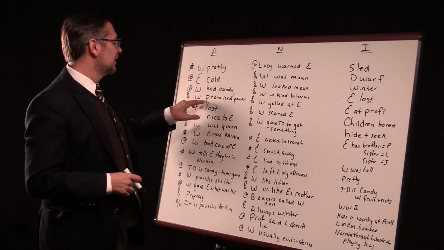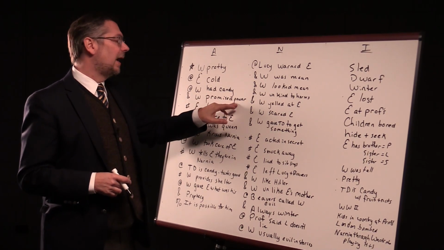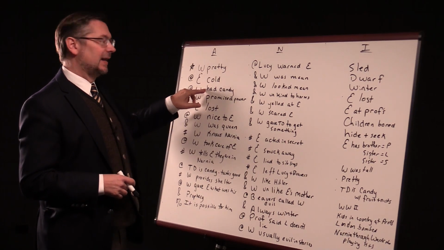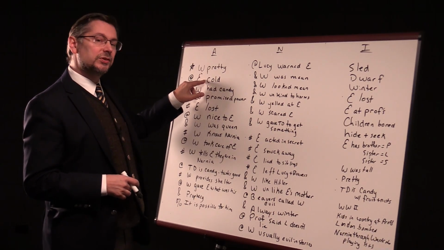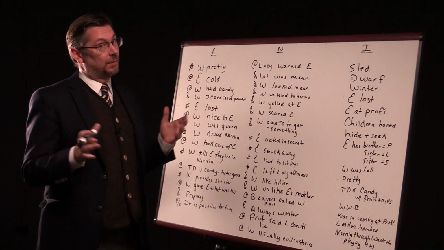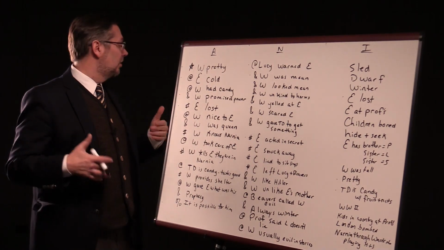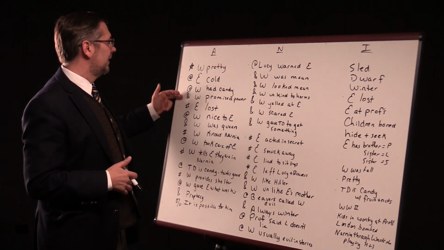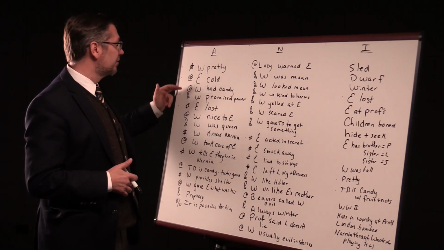The fourth item is the white witch promised power to Edmund. Now, does that go with she had candy? Does it go with Edmund was cold? Does it go with she was pretty? Somebody's going to say yes. I say no. I'm going to use that to start a third group. And so you notice that by the time I get to my fourth item, I have 3 groups.